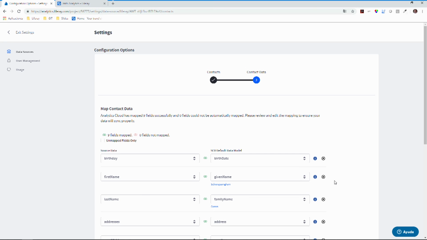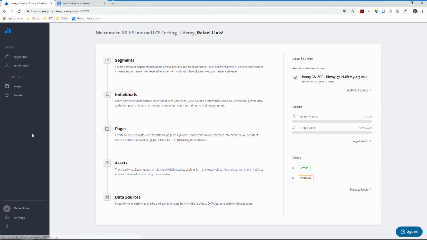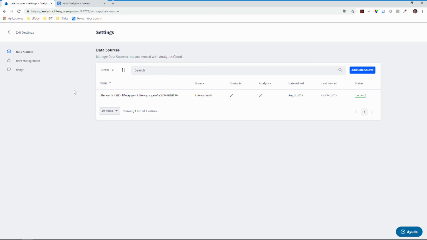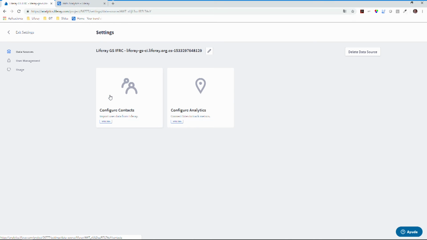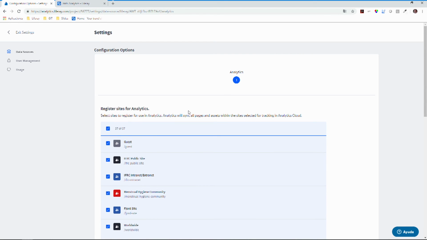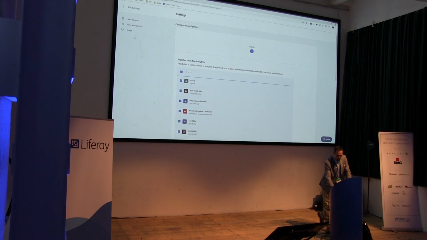I see a project. Is a project one site, or inside the project do we have multiple sites? The project is the whole Liferay instance that you have. But when you are configuring, you can decide which sites are going to be connected. Okay, so you can go to data sources again, and as soon as you configure analytics, you will decide what are the sites that are going to be connected within your Liferay instance. Okay, so you decide which ones.